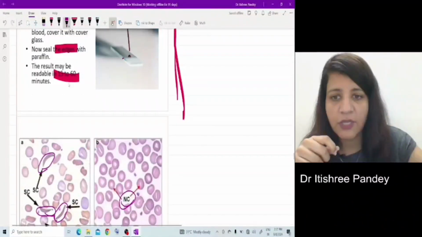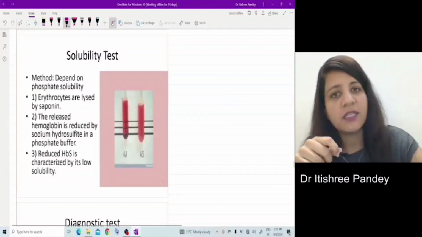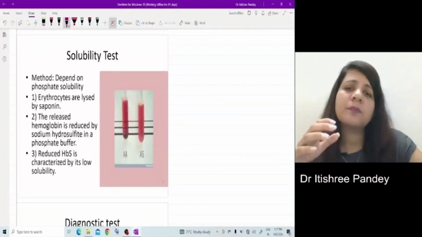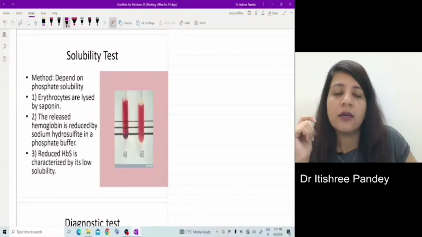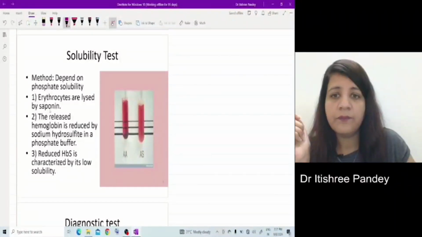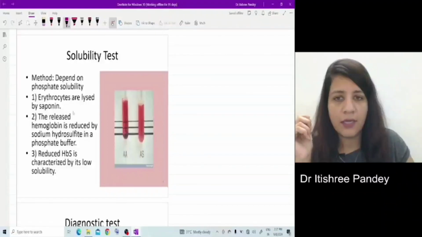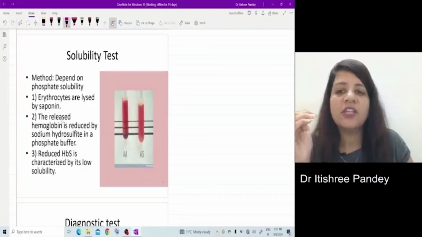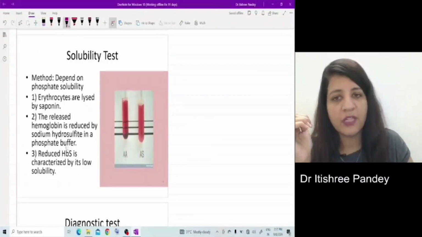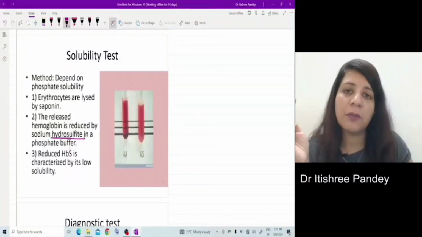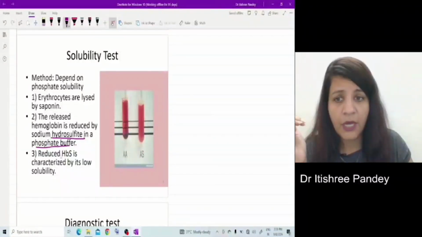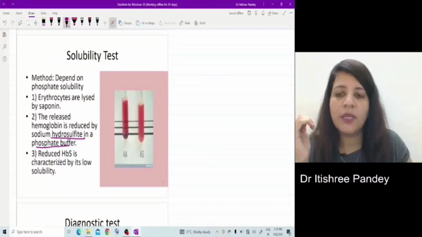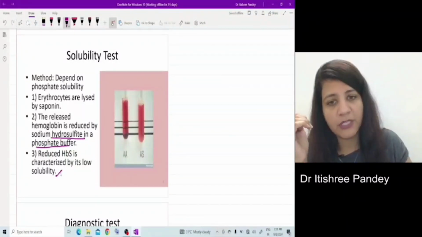Okay. So this is a screening test which is called the sickling test, in which we add sodium metabisulfite 2%. Okay. Now coming to the solubility test. This is based on the principle of phosphate solubility. In this, saponin is added to the blood, so erythrocytes are lysed, and then the released hemoglobin is reduced by sodium hydrosulfite. In the sickling test, we had sodium metabisulfite; here it is in a phosphate buffer. Now, reduced hemoglobin S is characterized by its low solubility.